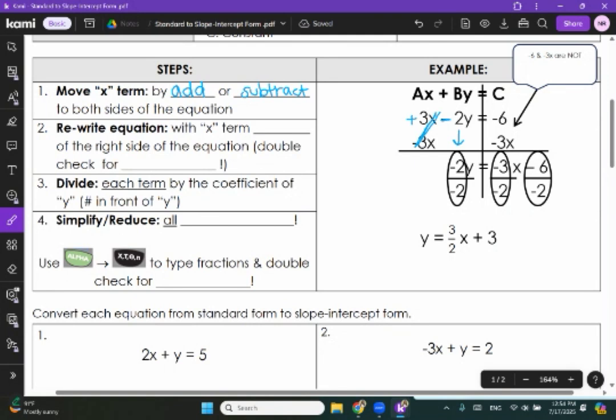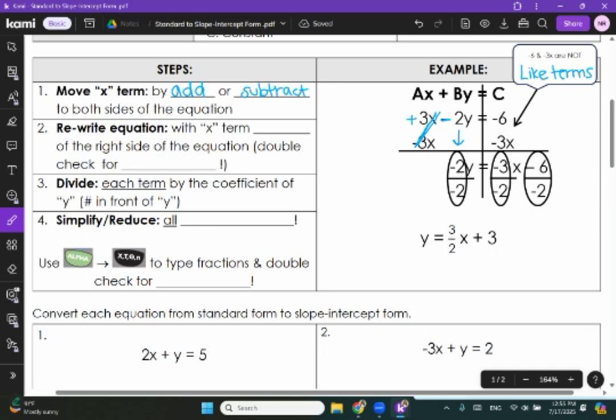And what happens here? We talked about it with literal equations. This term has an x, this term does not. So that means 6 and 3x are not like terms. They are not like terms, so we can't combine them. We can't do negative 6 minus 3 is negative 9.